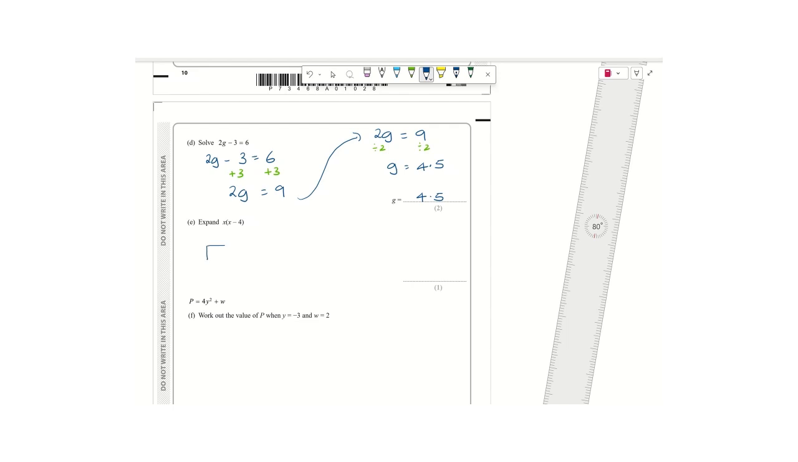Expand x brackets x minus 4. If you're comfortable doing it without the little grid, that's fine. But if you need the grid, x times x is x squared. X times minus 4 is minus 4x. So we put them together and get x squared, take away 4x.